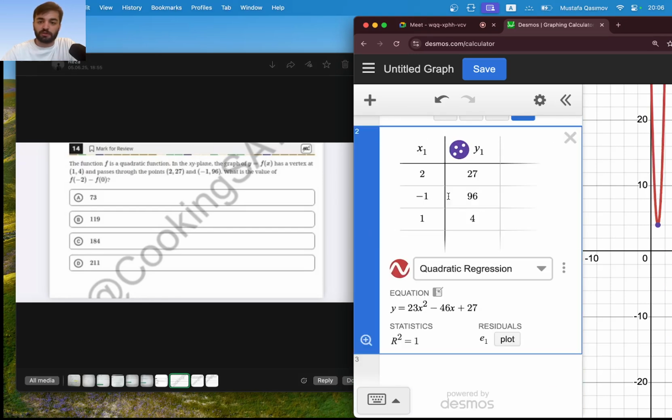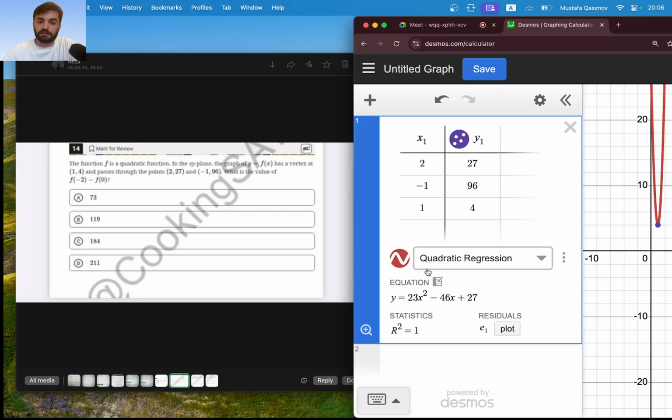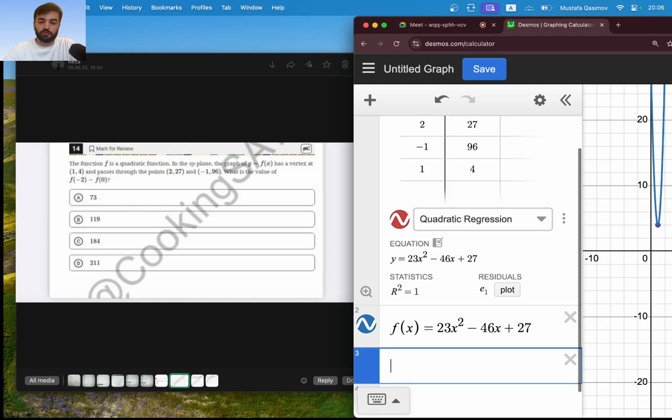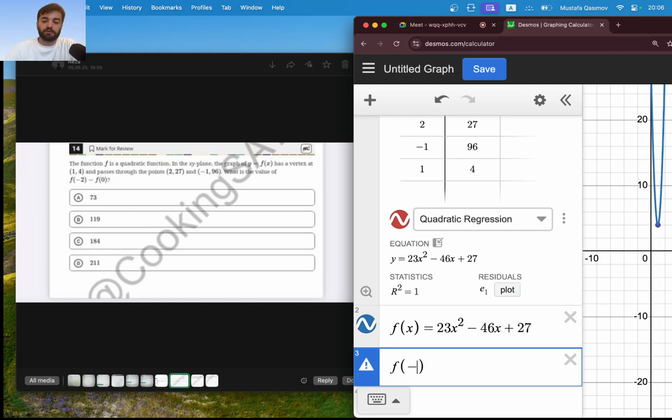You have to make it quadratic, Reza. Then you have to press this one, export. Then you have to write here f of x and f of minus 2 minus f of 0.